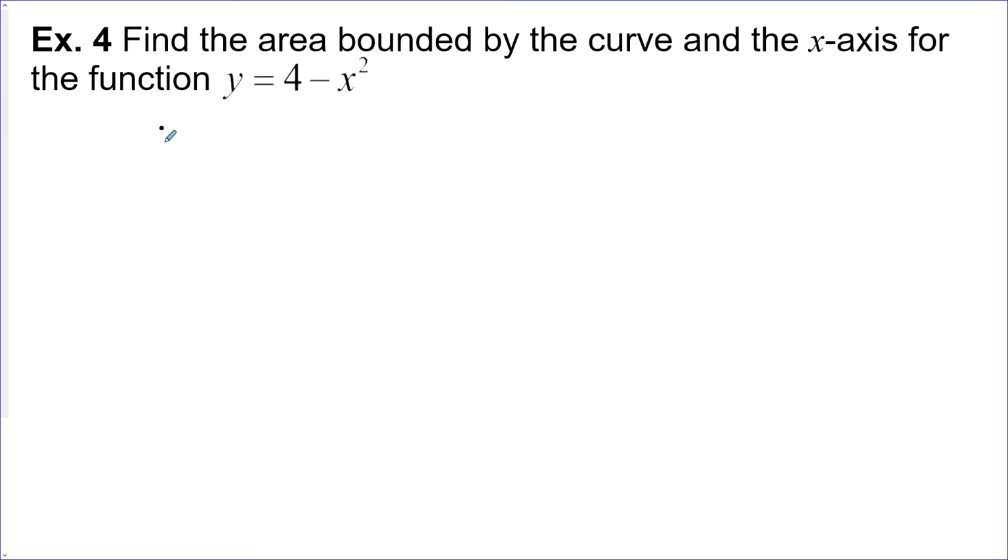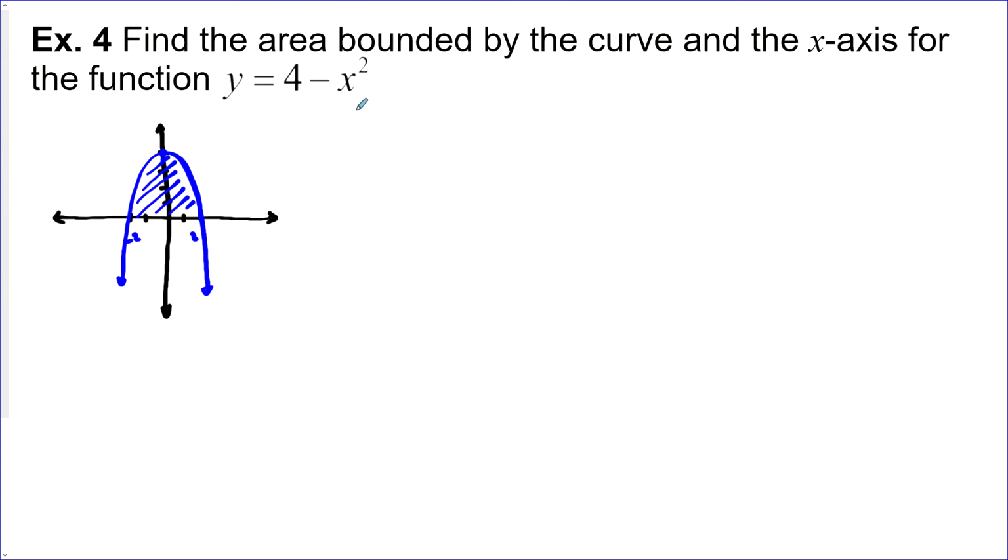Find the area bounded by the curve and the x-axis for the function y equals 4 minus x squared. So you notice in this question, they're not giving us an upper and a lower bound, so we're going to have to sketch this to figure out what area they're talking about. Now I do know that this is a parabola. It's got a negative leading coefficient, a y-intercept of 4, so it opens down, and it's got x-intercepts at -2 and +2. So the area bounded by the curve and the x-axis is this area right in here. So that means I want to find the area in between -2 and +2.